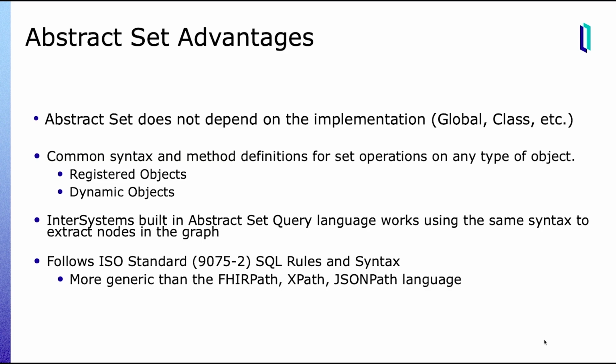And then we have built an abstract set query language, which is based on the ISO standard. It's compliant with other languages like JSON path, if you're familiar with that. It's also more generic than FHIRPath. That allows you to use the power of that language to access multitudes of nodes and to walk through all of them. I'm going to get a little bit into that, but that's a topic by itself, so I'm not going to dive very deep into the abstract set queries.